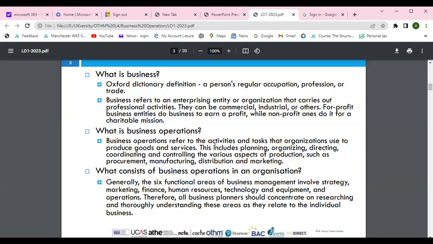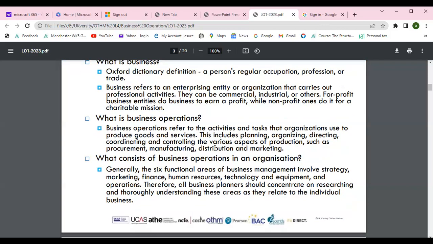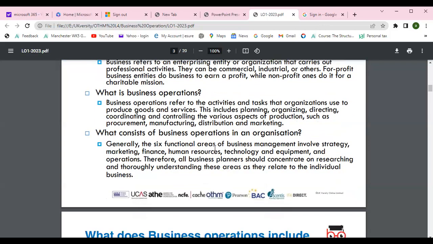What consists of the business operations? Generally there are 6 functional areas. Business management involves strategy, marketing, finance, human resource, technology, equipment. Therefore, all the business planners should concentrate on researching operations. Okay, so we need to understand all these areas. That we'll go through in our lessons.